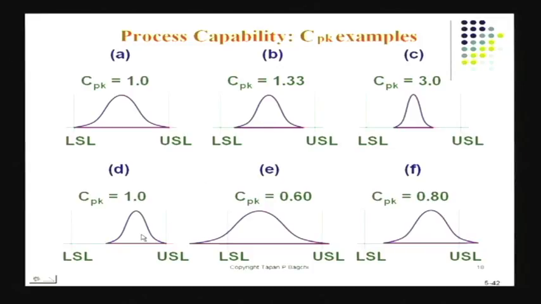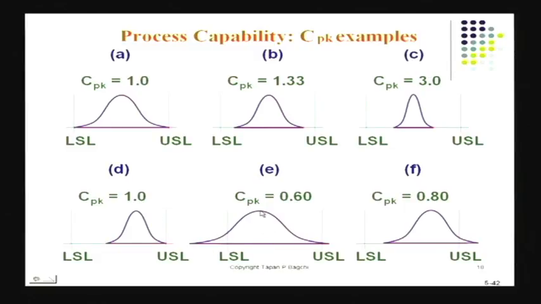Then of course, I've got Cpk equal to 1, even if there is slight displacement. There is some slight displacement, but the distribution is still wholly contained within the spec range. And therefore, this Cpk turns out to be 1.0.